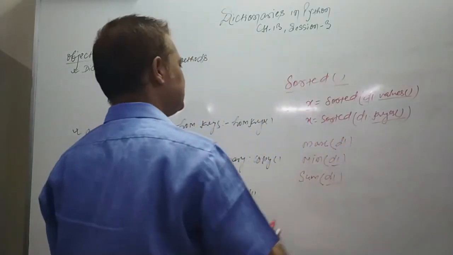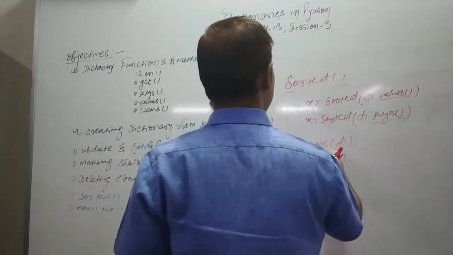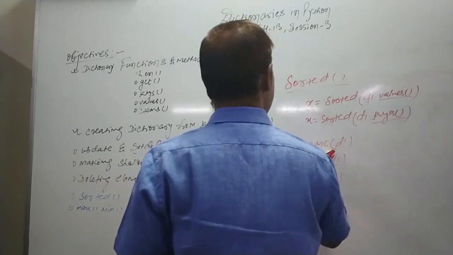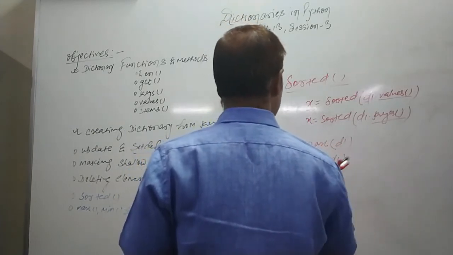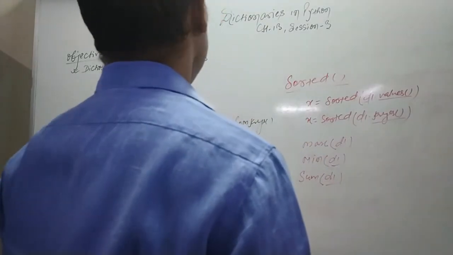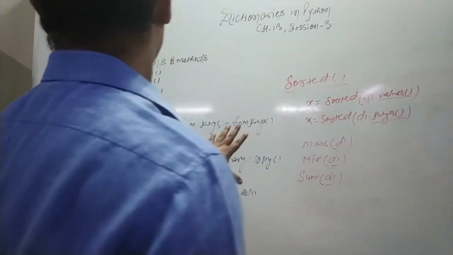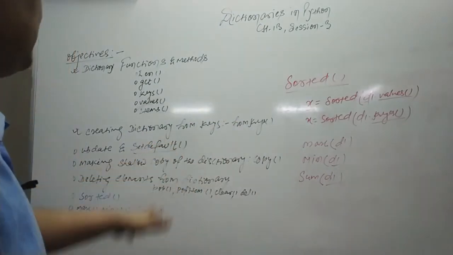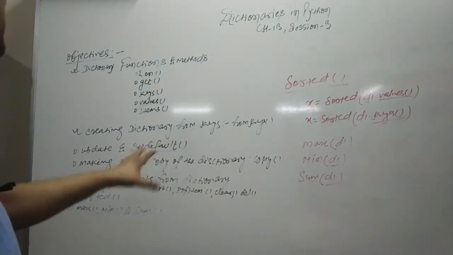These are the three methods that are generally used for calculation: max, min and sum. Max for the maximum value, min for the minimum value, sum for the summation of a dictionary's items. So I hope with this, I'm able to finish this entire syllabus of dictionary.